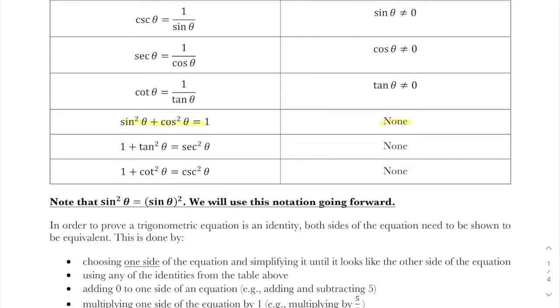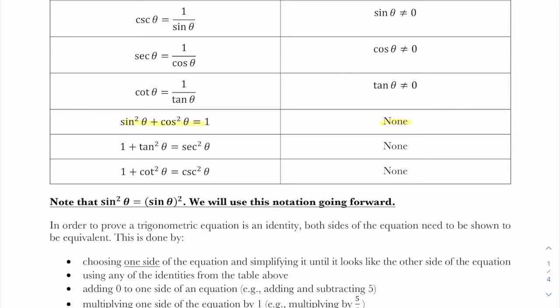And the next two are brand new. 1 plus the tan of an angle squared is equivalent to secant of the angle squared. And finally, 1 plus the cotangent of the angle squared is equivalent to cosecant of the angle squared. These also have no restrictions.